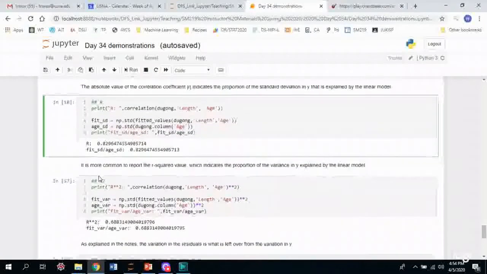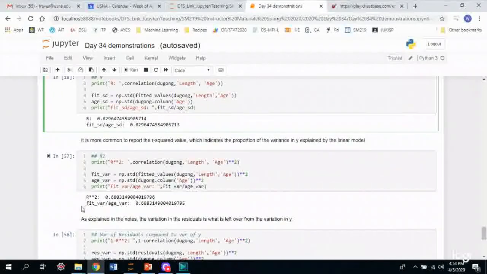It's more common to talk about the r squared value, and if you compute r squared here, you get 0.68, a little bit more. That r squared value is exactly the same as the proportion of the variance in the response variable, the variance in the age, that's explained by the model itself, by the predictions that we're making. So we're explaining almost 69% of the variance in age that we're seeing by our predictions.